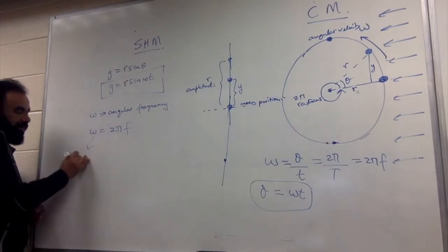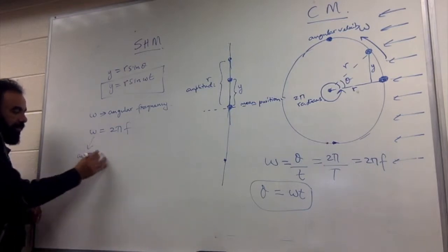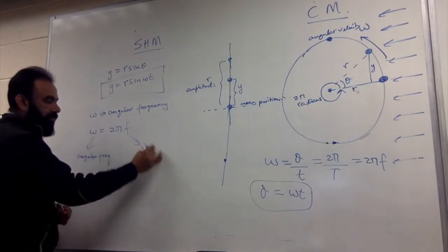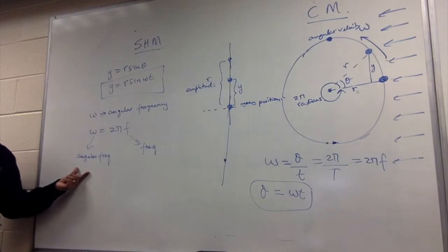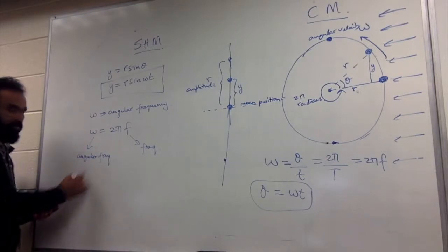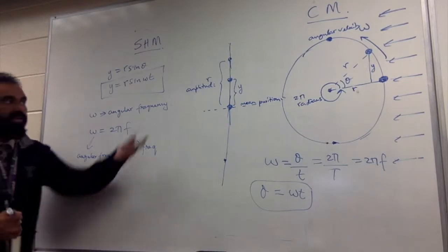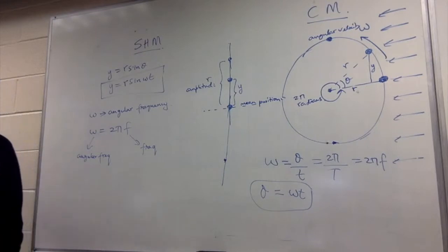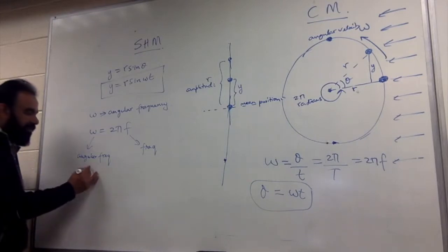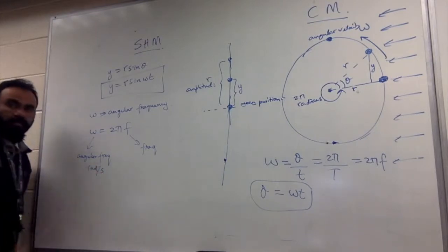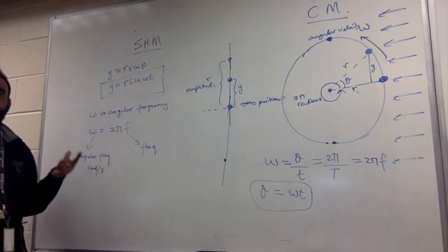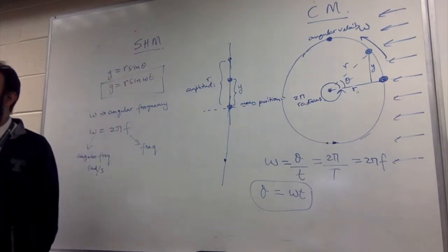This is called angular frequency, and this is called frequency. What is the angular frequency's unit? What's the angular velocity's unit? Radians per second. So angular frequency's unit is radians per second. It is just called differently, but it's still the same angular velocity concept.